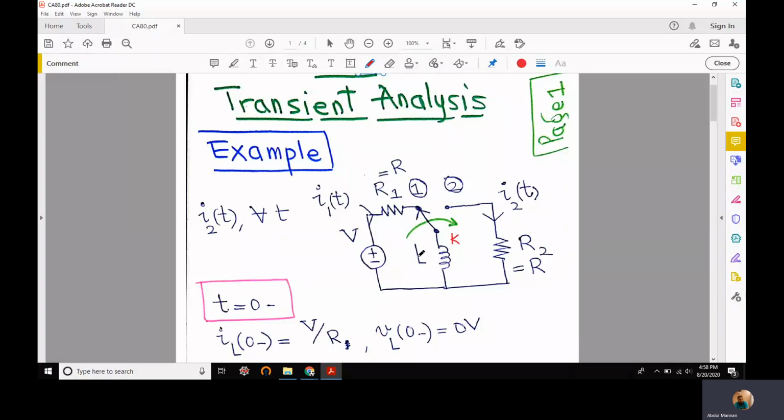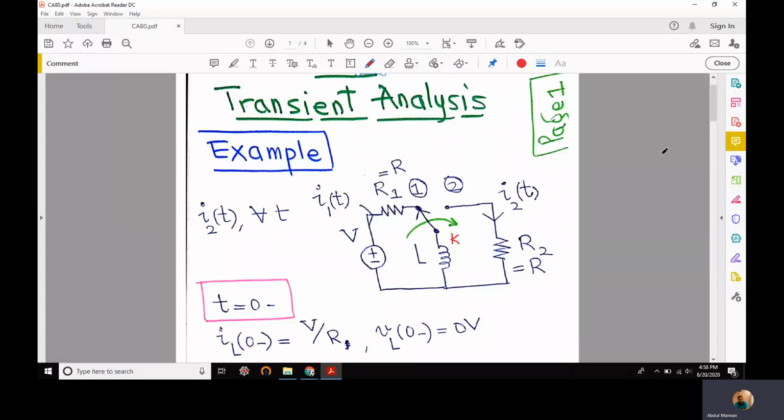This is a similar problem that we solved for another circuit for which we had a capacitor here instead of an inductor, and the remaining circuit was the same. So this switch is in position 1 and it remained in position 1 for a very long time until it achieved steady state, and then it was switched to position number 2.